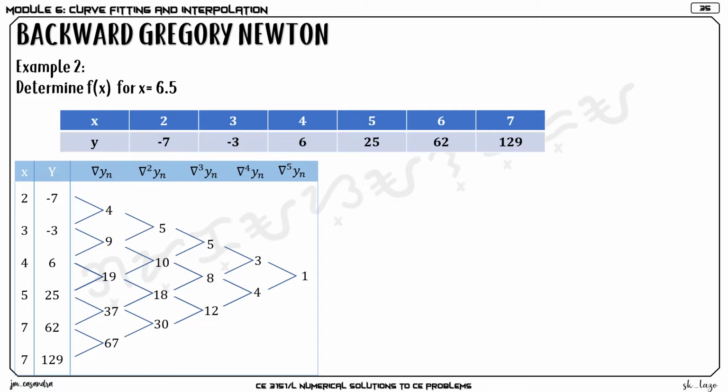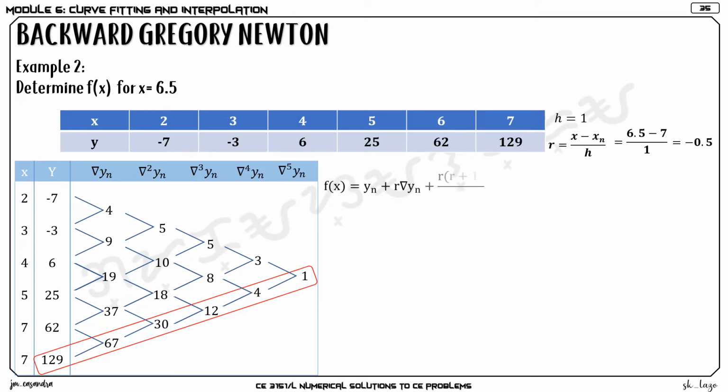So from this table, we have closed it already, and we are able to identify now our leading backward difference with 129, 67, 30, 12, 4, and 1 for the values of y sub n and the values of nablas. So next, we determine the value of h for x intervals that is now equal to 1. r is computed as x minus x sub n all over h. So x is 6.5, and our last value of x is 7. So divide this by h, we get r equal to negative 0.5.